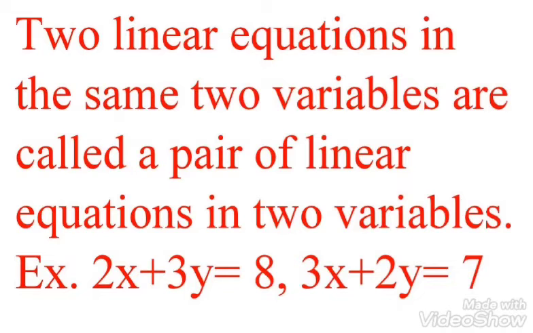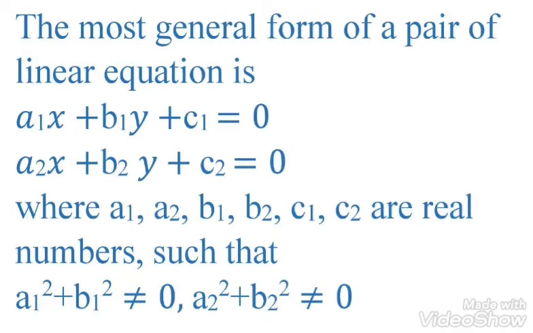The most general form of a pair of linear equations is a1x plus b1y plus c1 is equal to 0 and a2x plus b2y plus c2 is equal to 0, where a1, a2, b1, b2, c1, c2 are real numbers such that a1 square plus b1 square is not equal to 0, a2 square plus b2 square is not equal to 0.